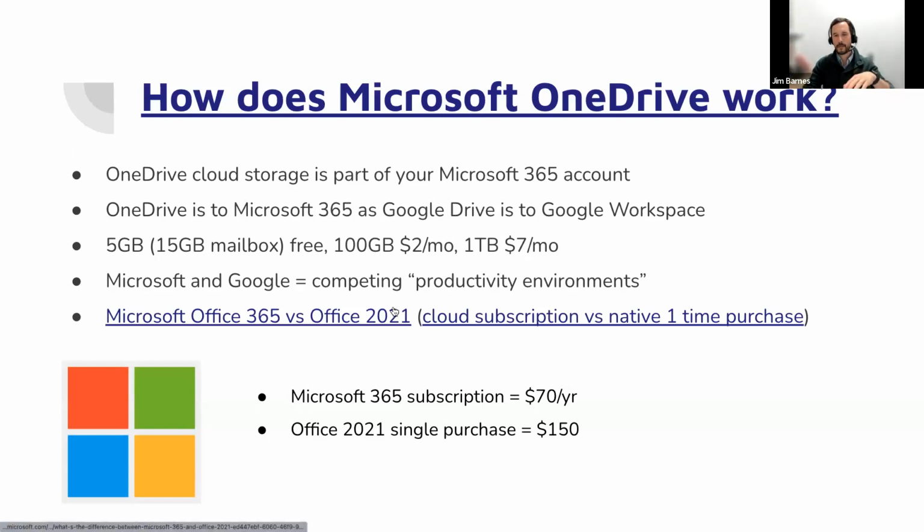So yeah, I'm actually kind of going in the wrong order here. If you look at the bottom of the slide, it says Microsoft 365 subscription, which includes Microsoft Office 365, is $70 a year. Or you can buy Microsoft Office 2021, which has Microsoft Word, for $150 one time. And it's on your computer. You can use it on one computer only, so you can't swap between computers. You can use it on one computer as long as you want for $150. So it's just two very different ways to get it.